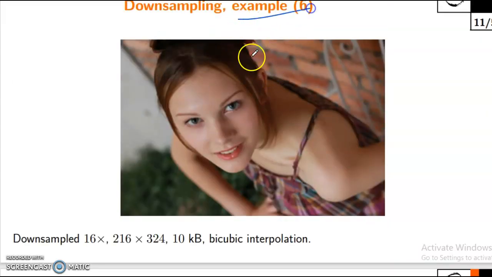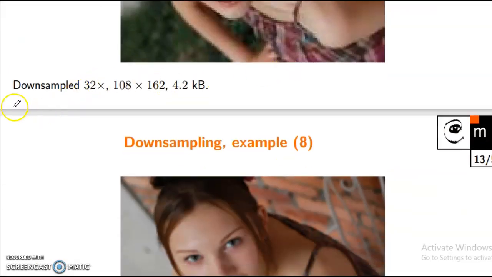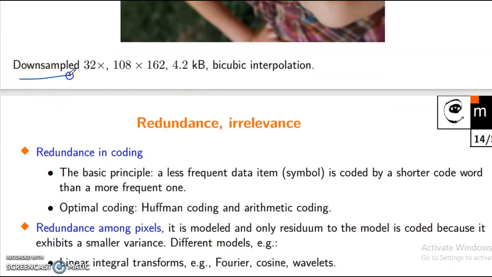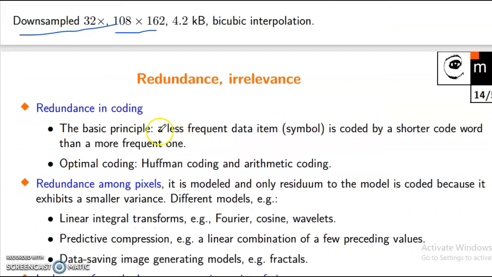Downsampling example 5, downsampled 16 by 16, 216 by 324, 10 KB. Example 6, downsampled 16 by 16, 216 by 324, 10 KB, bicubic interpolation. Example 7, downsampled 32 by 32, 108 by 162, 4.2 KB. Example 8, downsampled 32 by 32, 108 by 162, 4.2 KB, bicubic interpolation.